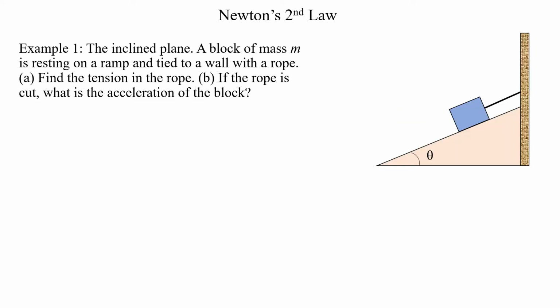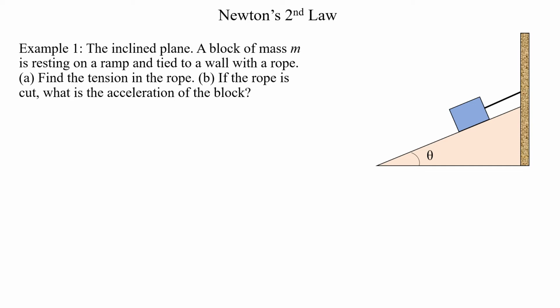All right, let's look at an inclined plane example. Here I have an inclined plane inclined at the angle theta, and we're going to assume it's frictionless. We have a block sitting on the plane, and it's tied to a wall with a rope that is parallel to the plane. We want to find the tension in the rope, and part B, if the rope is cut, what will be the acceleration of the block?